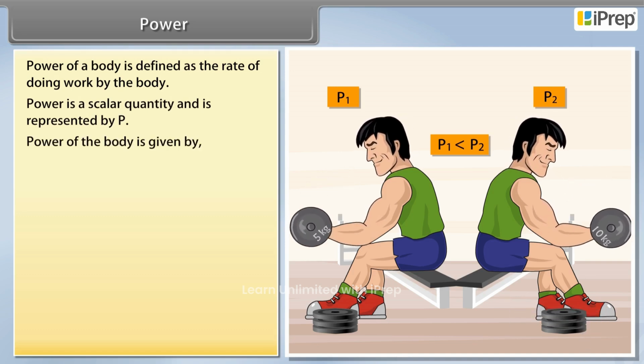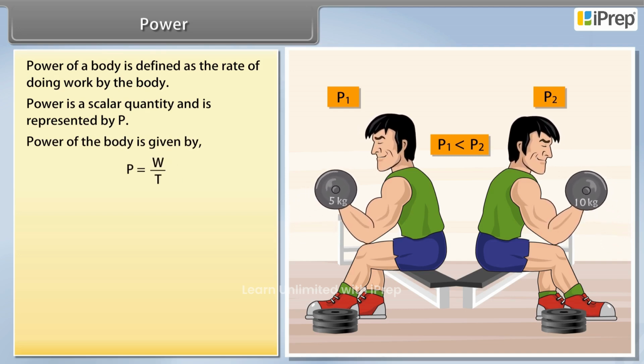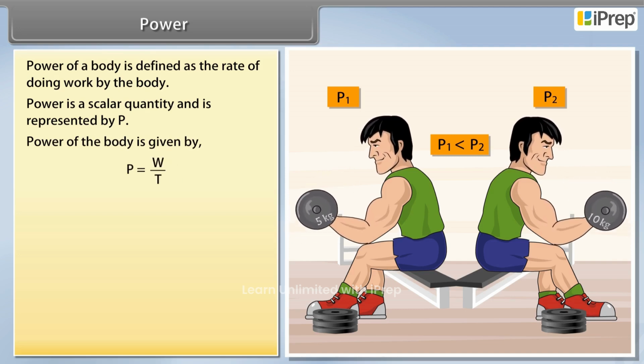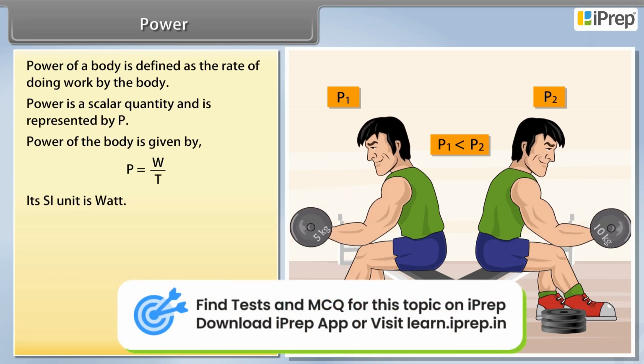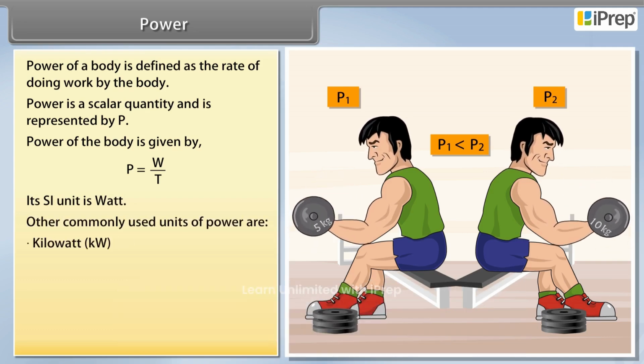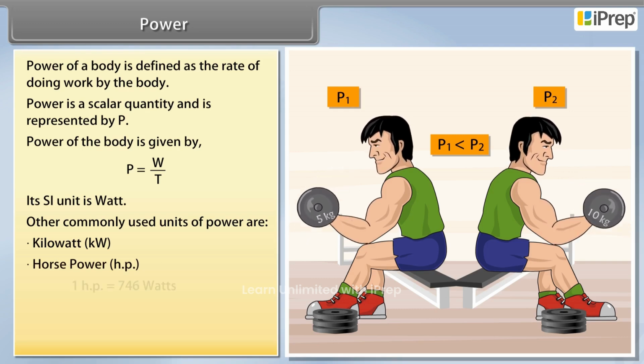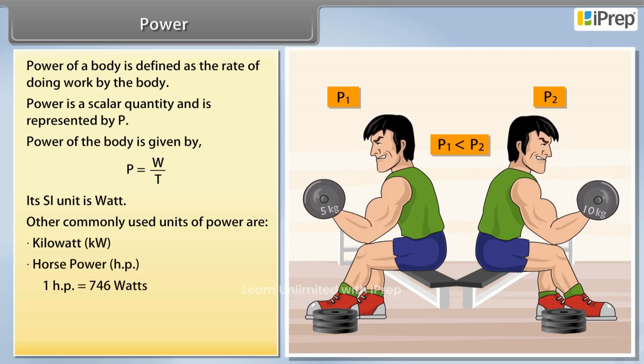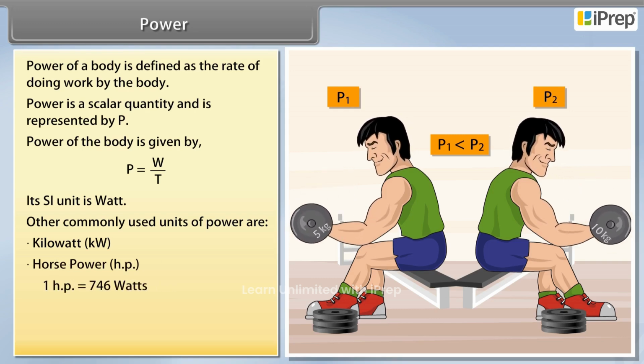Power of a body is given by P is equal to W upon T. Its SI unit is watt. Other commonly used units of power are kilowatt and horsepower. 1 horsepower is equal to 746 watts.